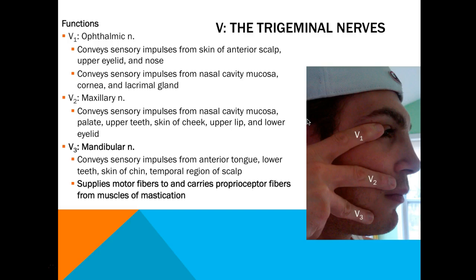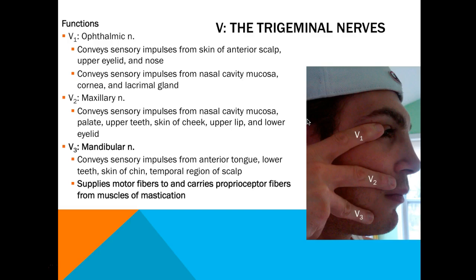Now, if we look at V2, that's heading over to where your maxilla bone is. And so we will have sensory impulses coming from the nasal cavity mucosa once again, your palate, your upper teeth, skin of your cheek, upper lip, and your lower eyelid.